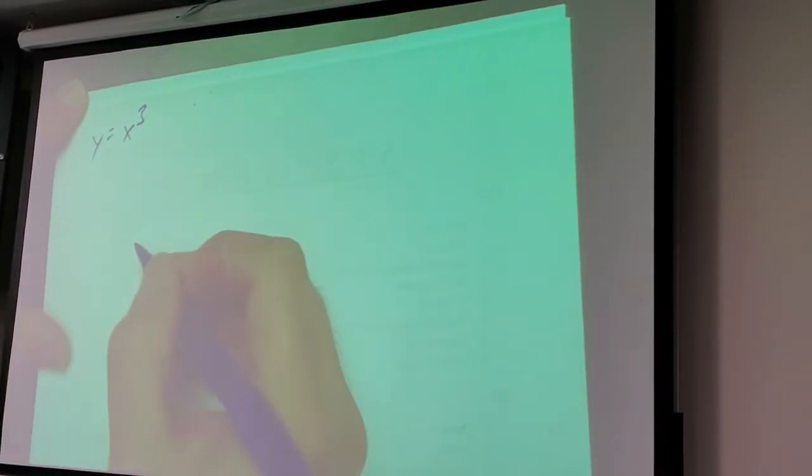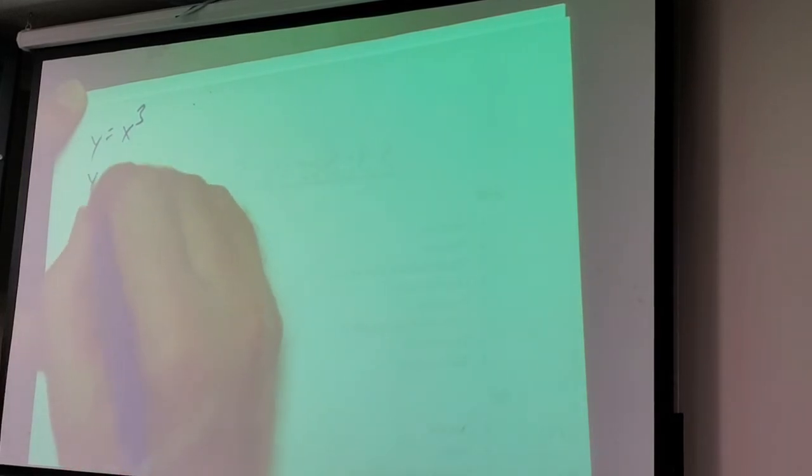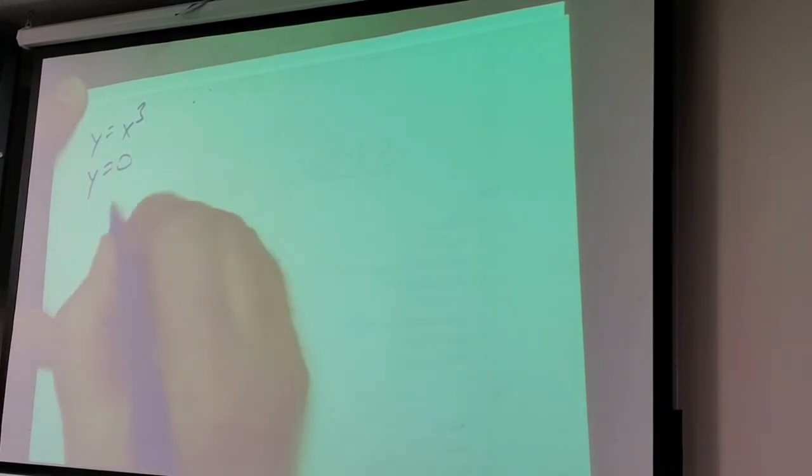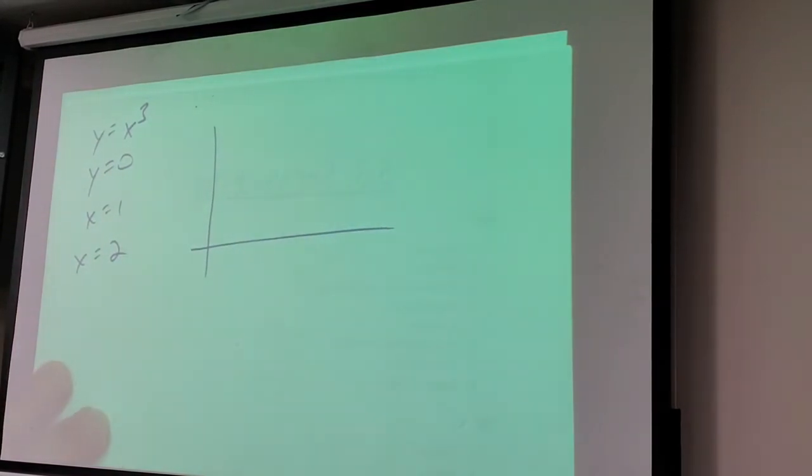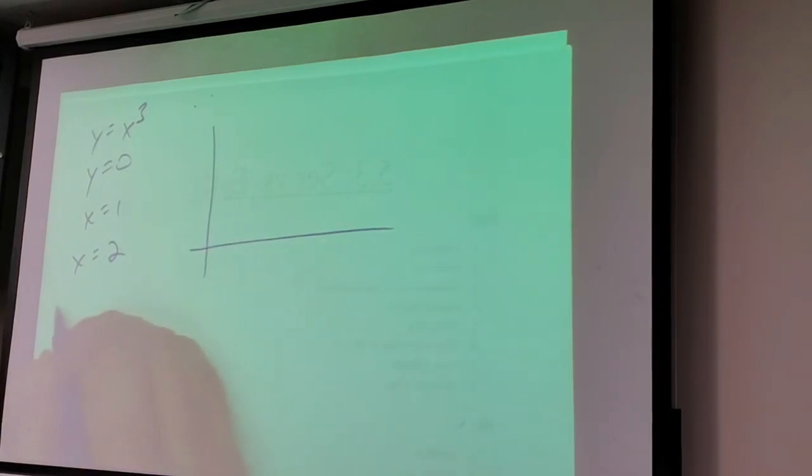All right, let's try this. Yeah, so let's do y equals x cubed, y equals 0, x equals 1, x equals 2. Okay, so let's graph this region. We're rotating around the y-axis.